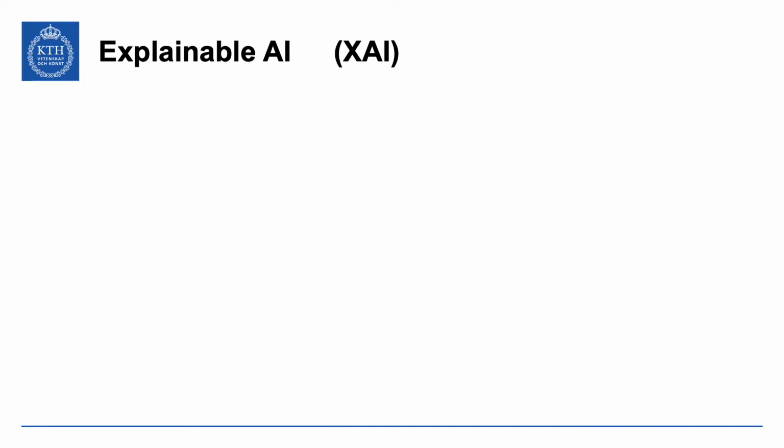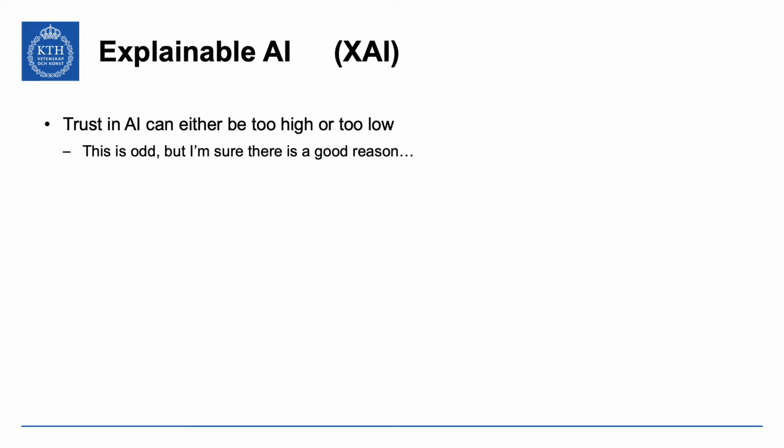So what's the deal with explainable AI, or XAI, as it's sometimes abbreviated? Well, it turns out that trust in AI can either be too high or too low, and both are kind of bad. If trust is too high, you can end up with situations like, this is an odd decision, but I'm sure there's a good reason, so let's go with it. It's a sign of disaster. Or on the other hand, this system sucks, just ignore it. That's what I usually do. It's not a good sign either, right?